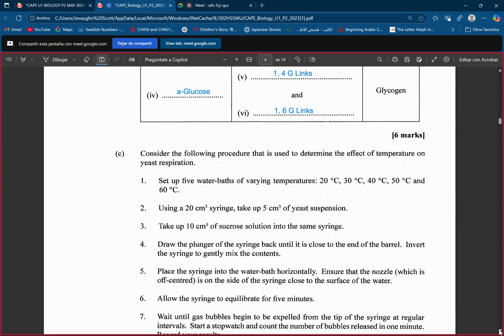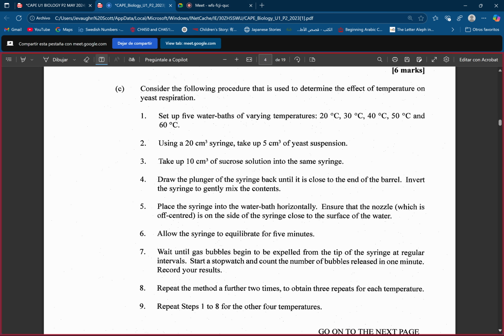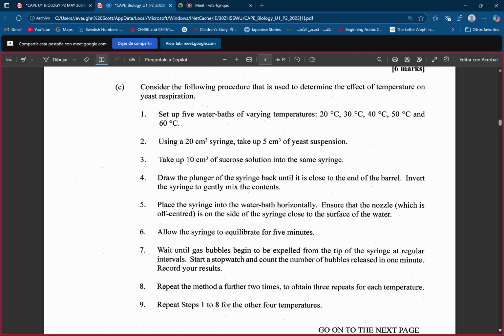Consider the following procedure that is used to determine the effect of temperature on yeast respiration. I'm pretty sure if I was a biologist, this would have bored me to death. Imagine sitting and watching yeast respire. But that is the case here. We have this entire procedure that we need to study.